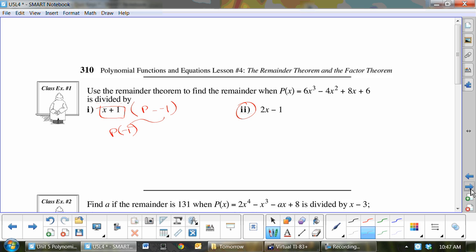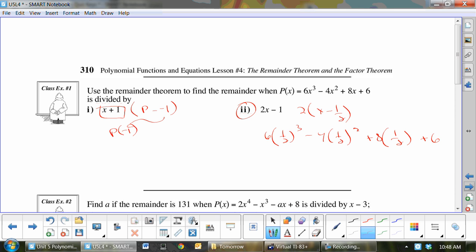Now, let's just slow that down a bit. We're going to go 2, and then x minus a half, and then we're going to put the number in after the minus sign. So let's do this one. We'd go 6 times 1 half cubed minus 4 times 1 half squared plus 8 times 1 half plus 6.